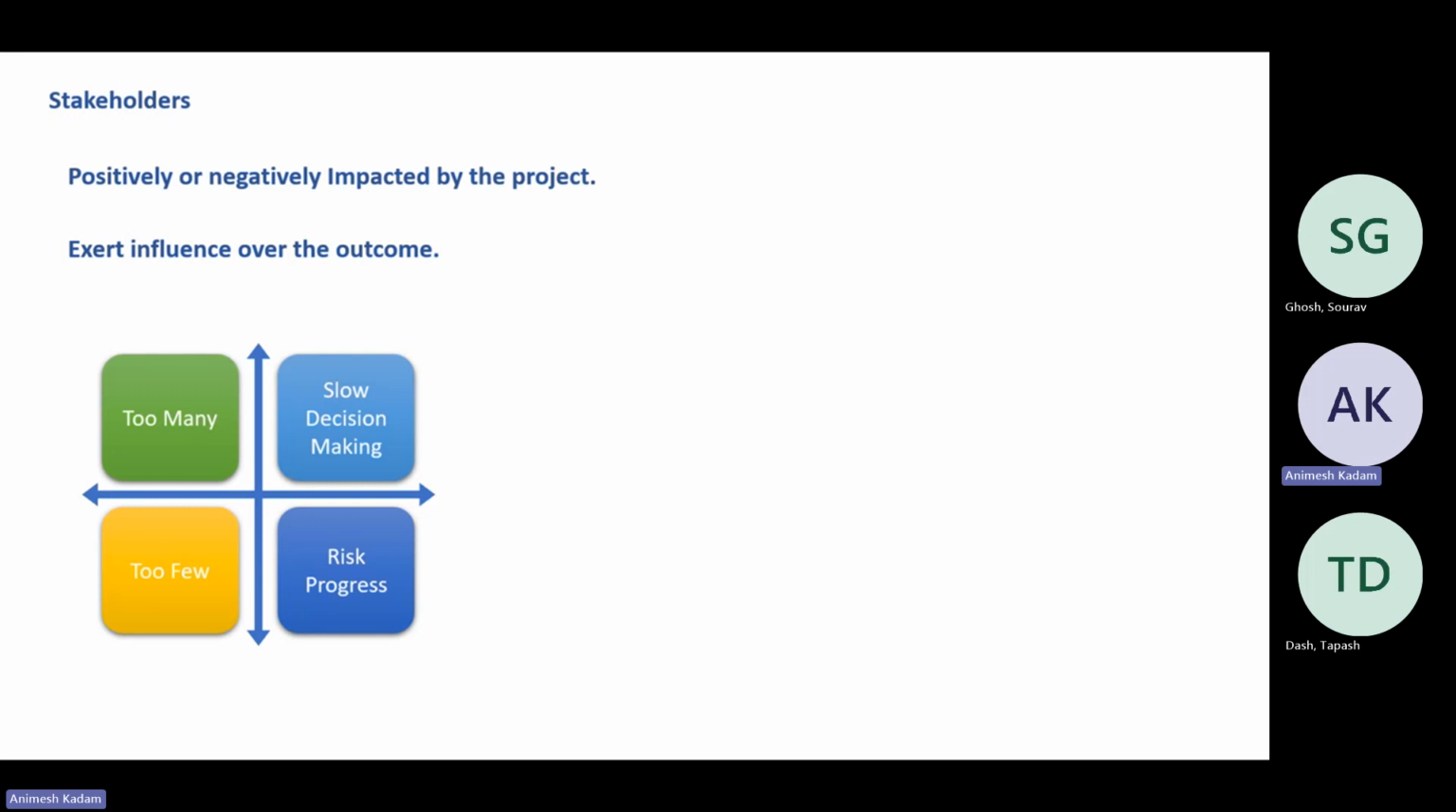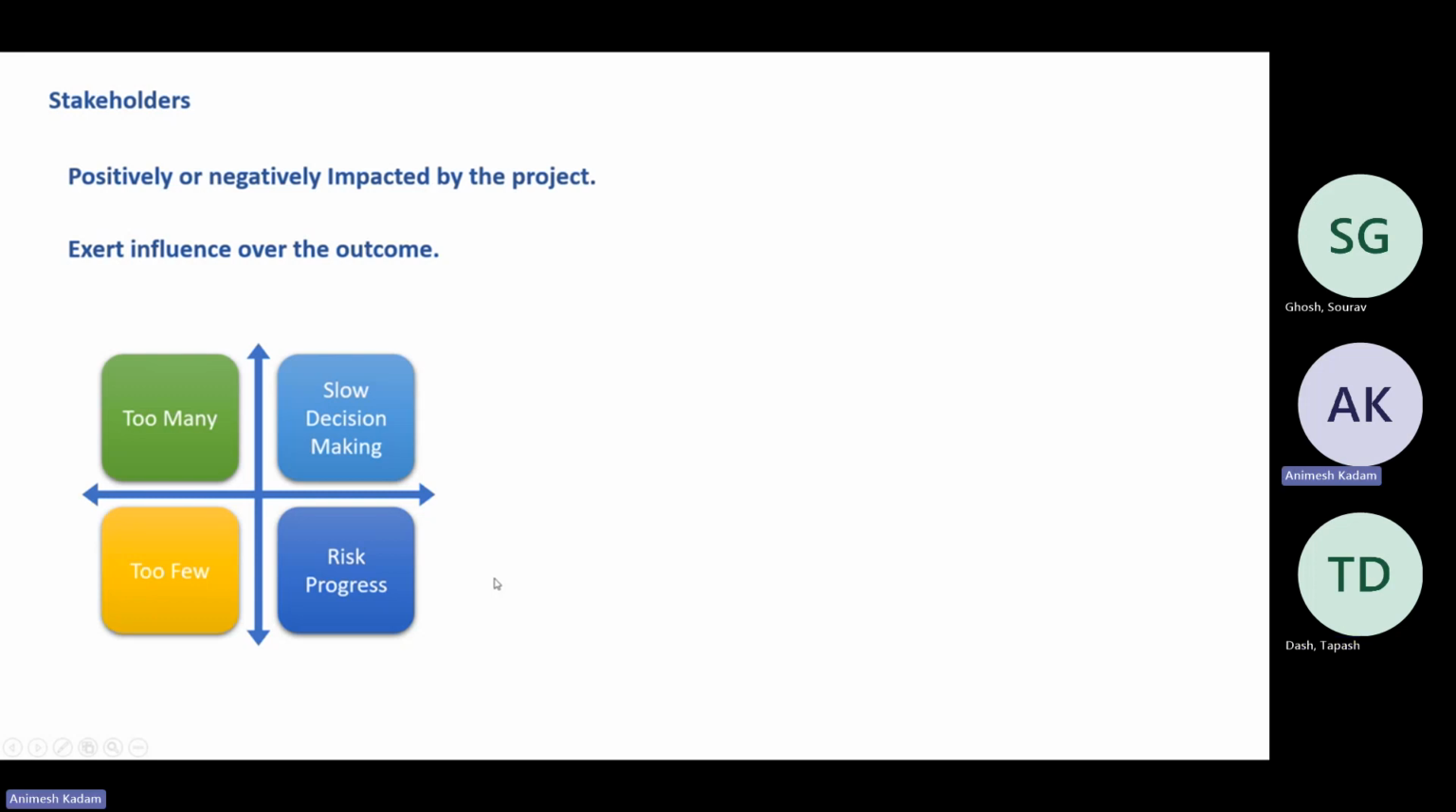Their opinion will really matter, and you really need to change your implementation that way, right? So as you can see, if there are too many stakeholders, then the decision making will be slow. Some will say this, some will say that, and you will always struggle with the final decision. And if there are too few people, like I said initially, if you only get the input from the base people like the operators and all, then there is a risk to progress, because they will not be having that kind of vision, right?